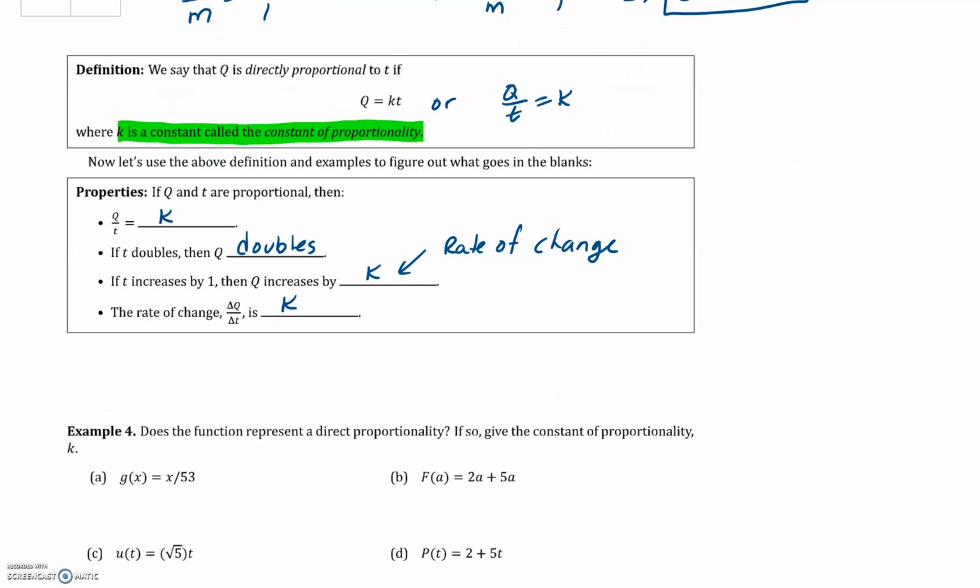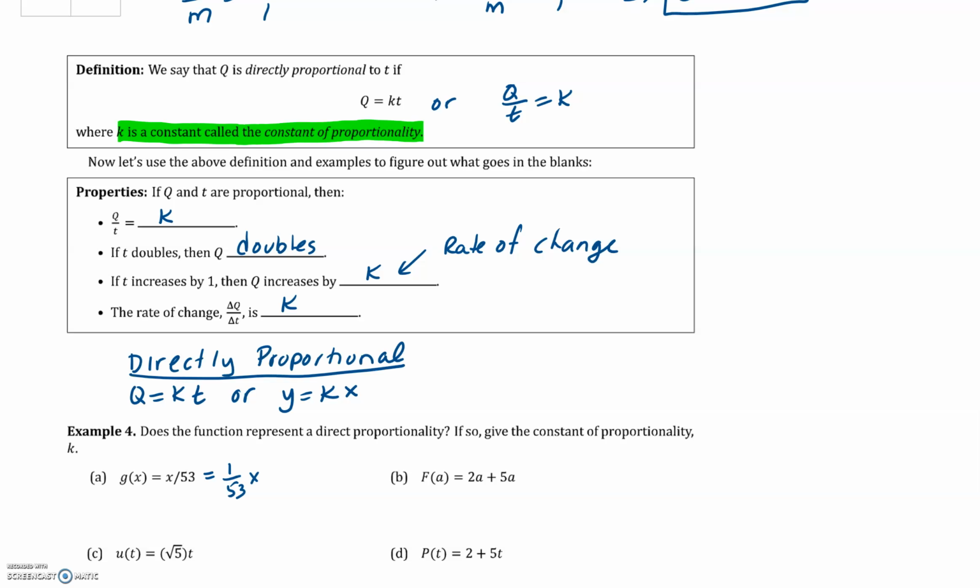So all functions that we've been looking at are not proportional. And here are some examples. So part A is, because you can think of this as 1 over 53 times x, so it is some sort of K times T. By the way, I know they use Q equals KT for proportional, but they could have used y equals KX if you'd rather use KX. So that's what we're looking for, direct proportionality. So in this case, y is the Q and x is the T. So here is a yes. If it is yes, give that constant. So K is equal to 1 over 53.